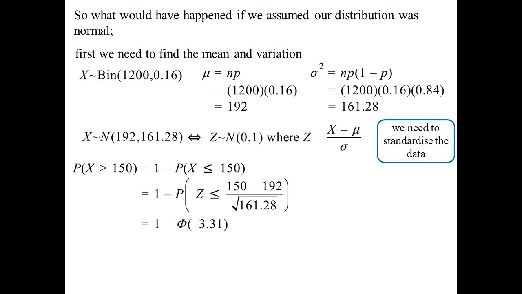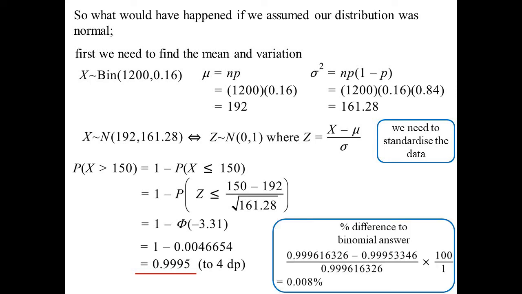We can then look up our table of values and come up with our answer. You'll notice it's not exactly the same because we're approximating. But I tell you what, it's pretty close. We got 0.9996 before. We've now got 0.995. In fact, it's out by 0.008%. So for this particular data, it worked really well. So the question then becomes, when is it okay to approximate using the normal? How will we know whether this is going to give us a good approximation?